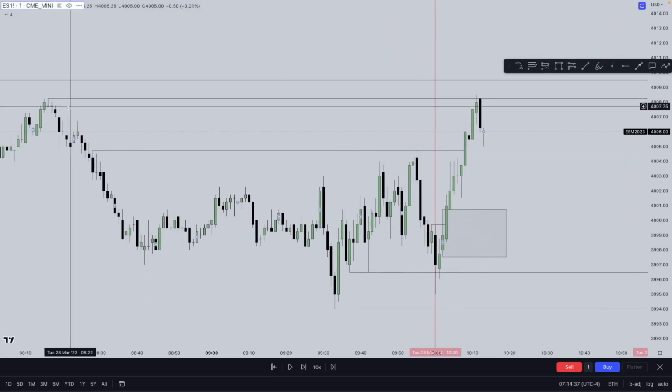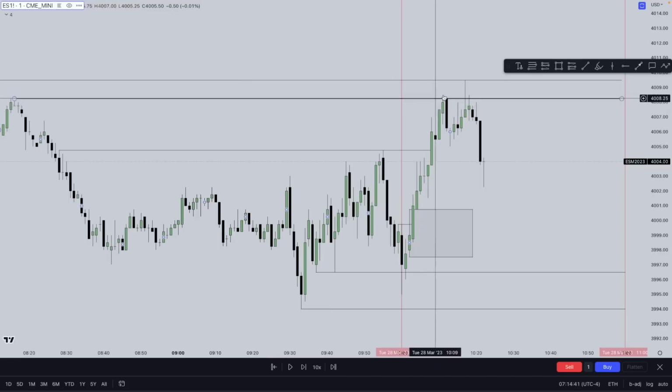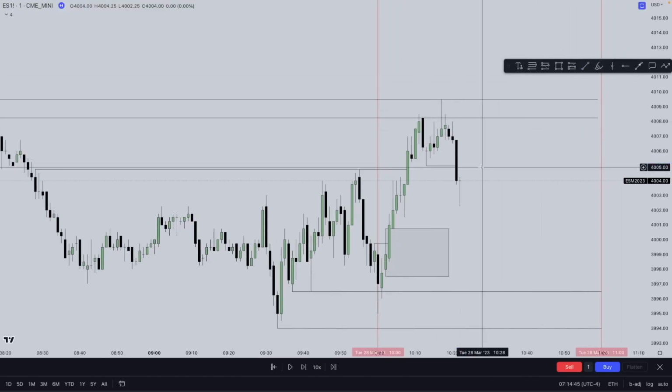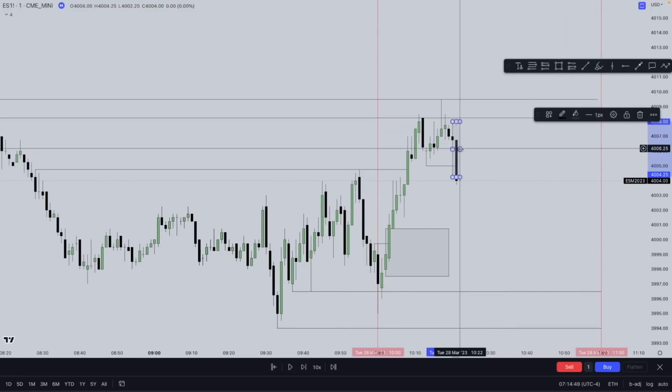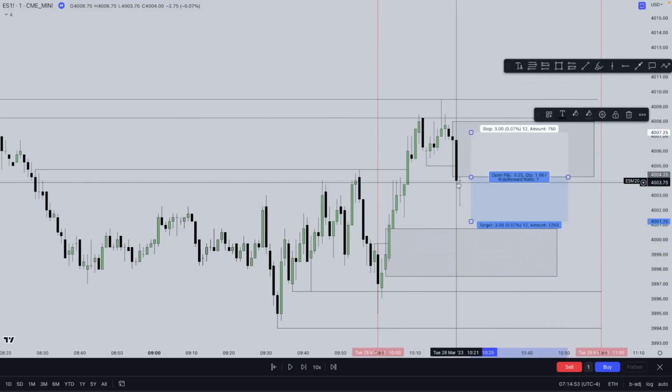But there's still an entry right here which you can actually enter. Okay, so let's see what happens right here. Boom, this liquidity fully got taken out. We had a market structure shift right here. Now we just wait for a retracement of a high. You can enter right here, and let's say you're still going to enter off this one, but you're also going to enter off this one right here.